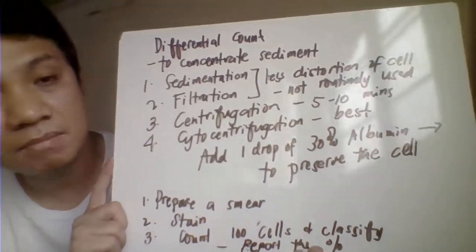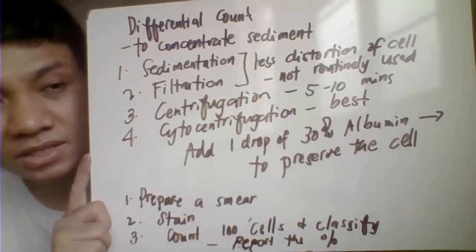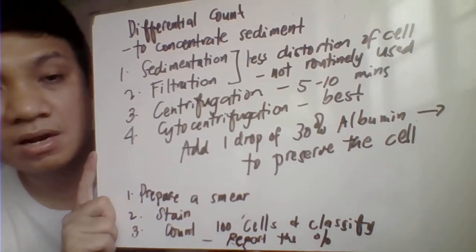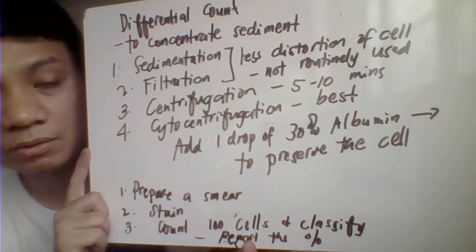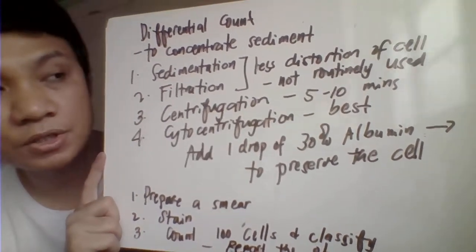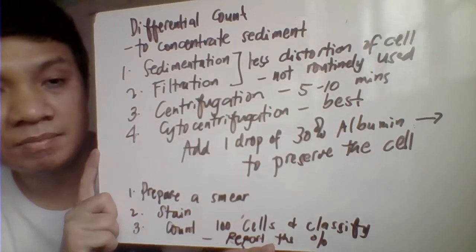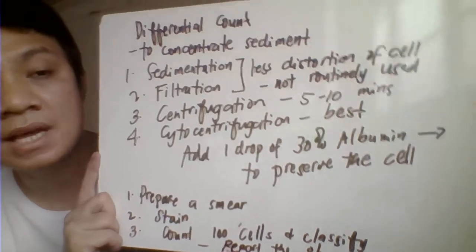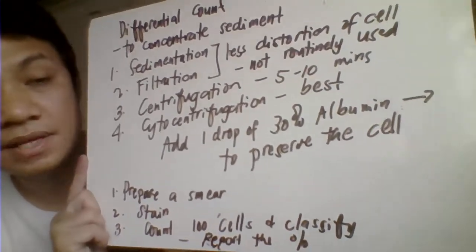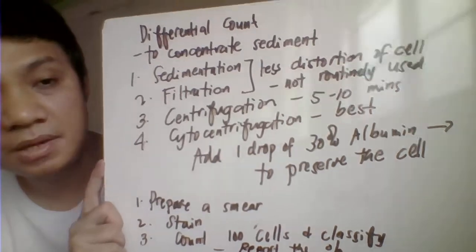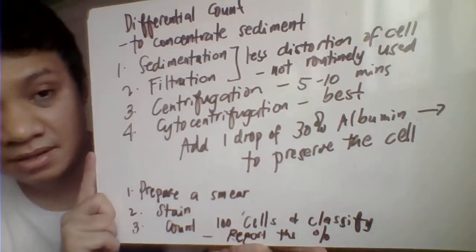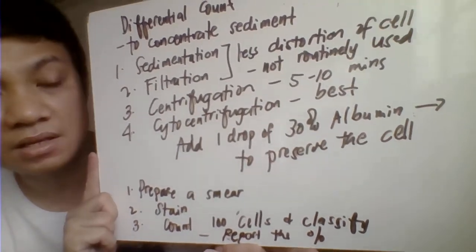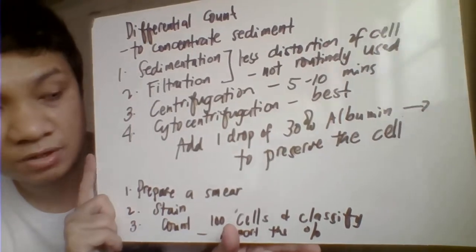You could perform sedimentation or filtration, but it is not routinely done. Although that concentration procedure is okay because it would prevent distortion of your cells. Centrifugation you could perform, but be careful with it. You just have 5 to 10 minutes of centrifugation, then the supernatant is discarded, then collect the sediment at the bottom of your tube. You could also perform cytocentrifugation, which is best, but you need to add one drop of 30% albumin. That's to prevent distortion of the cell during the cytocentrifugation.